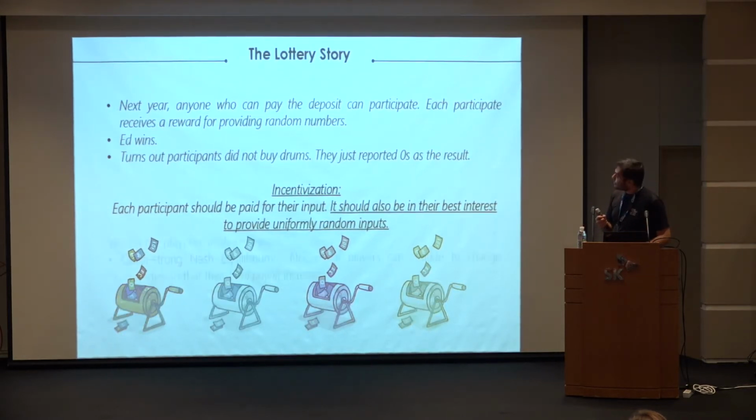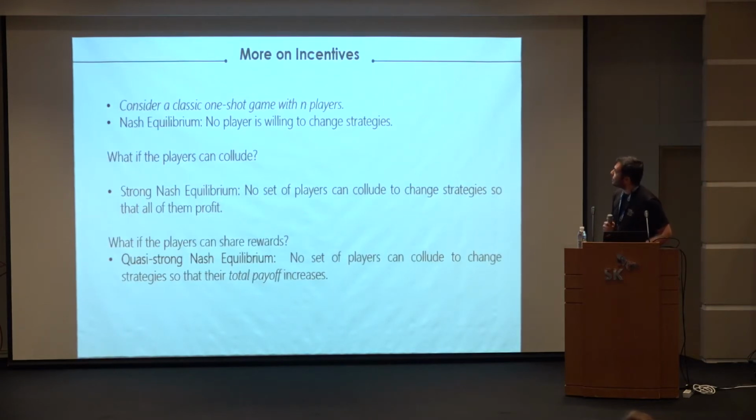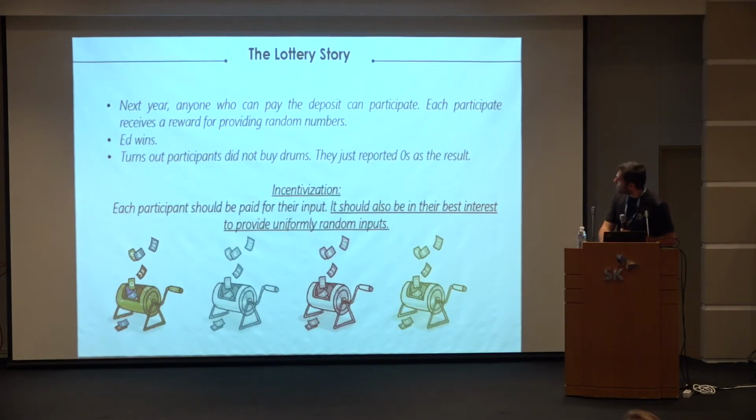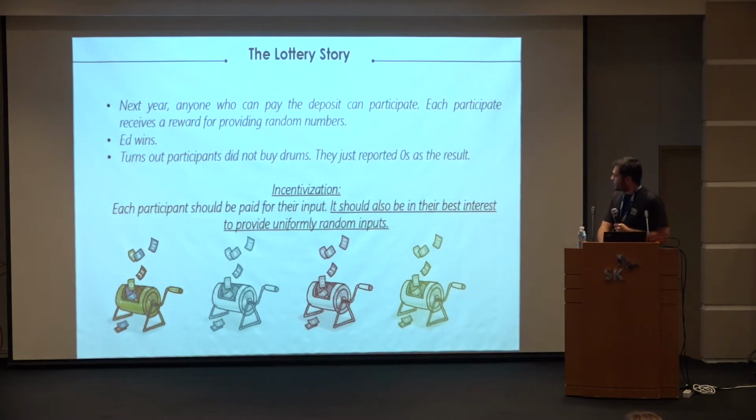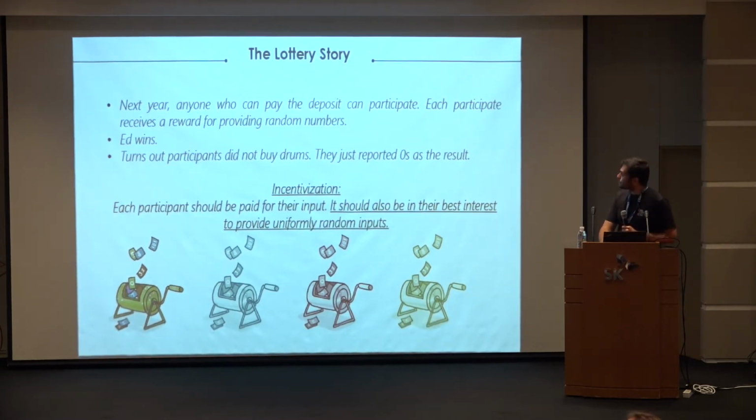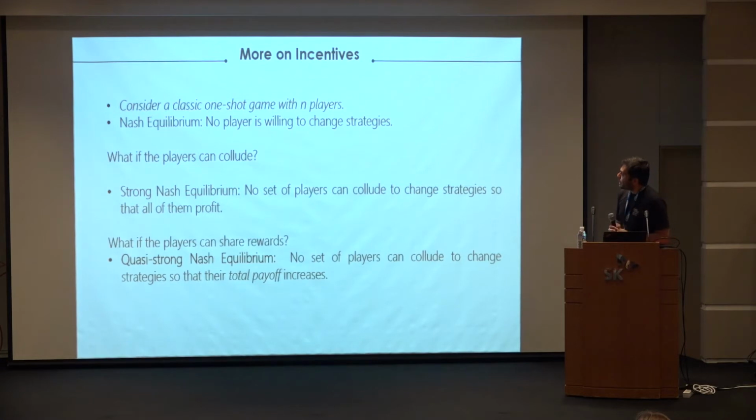So, based on these things, I would like to talk a bit more about how these incentives should work, and I actually want to formalize this incentivization rule that I just mentioned. So, consider this game of submitting random numbers as a classic one-shot game with n players, where the players are the people who are submitting these random numbers.